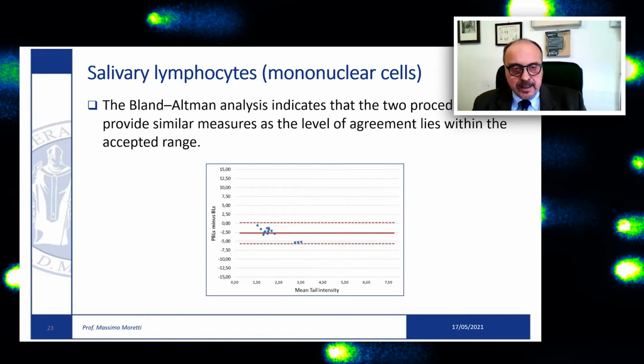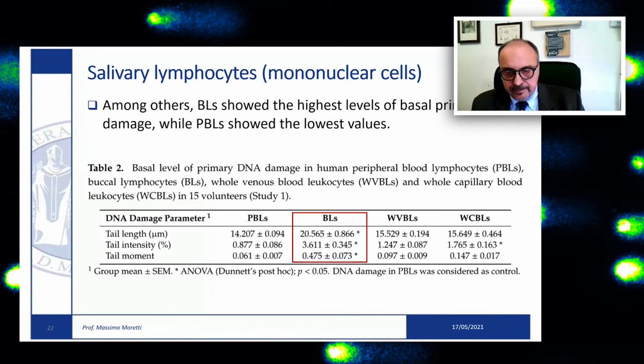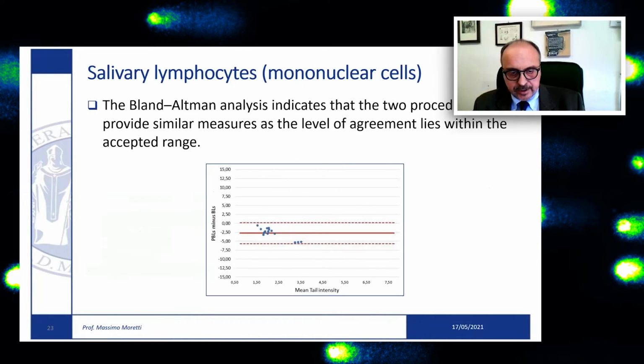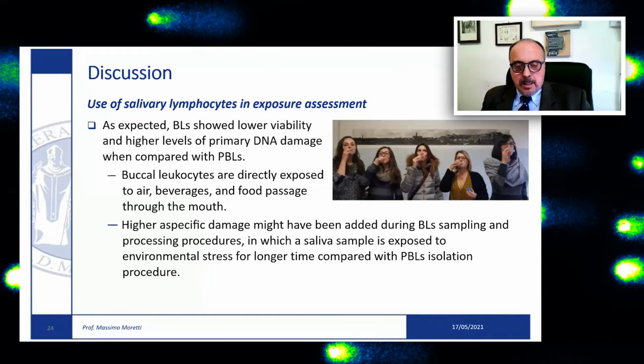Anyway, in the Bland-Altman analysis, results indicate that the two procedures provide similar measures as the level of agreement lies within the accepted range. So even though there is a difference in the extent of basal DNA damage, the information is about the same in the subject. And so the use of salivary lymphocytes in exposure assessment is suitable.